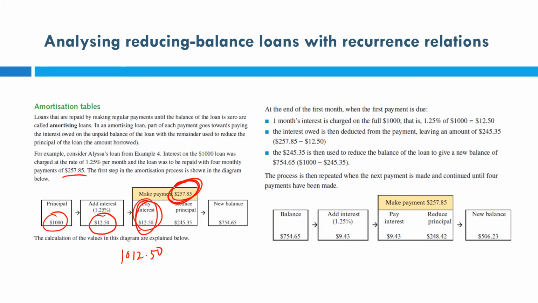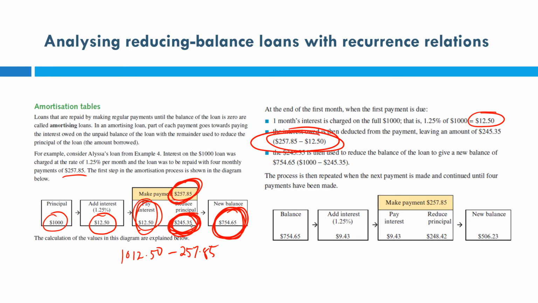I've paid them $257.85. So if you minus that from $1,012.50, that's your new balance, everyone. So when they're saying here reduce principal, $245.35, that's all I've paid off, not the $257, because included in that is the interest. At the end of the first month, when the first payment is due, we know we owe them $12.50 on top. So you're paying them $257.85 minus the $12.50. That's where you get this amount from. That's all you've paid off, even though you paid a bit extra.